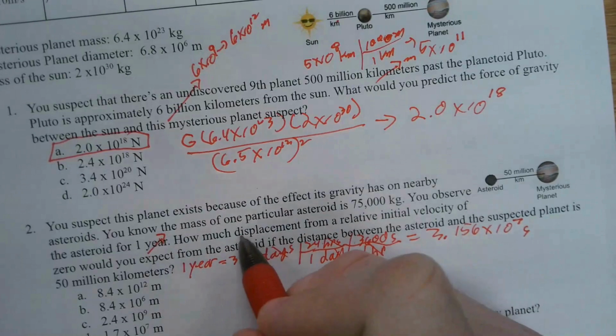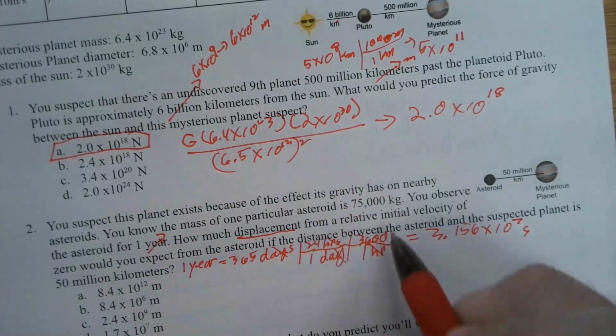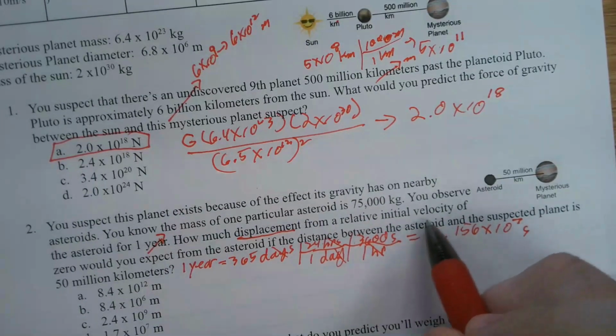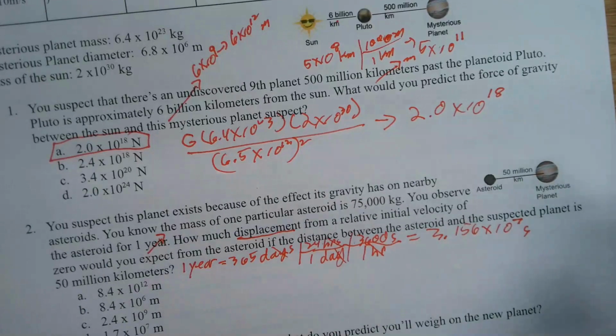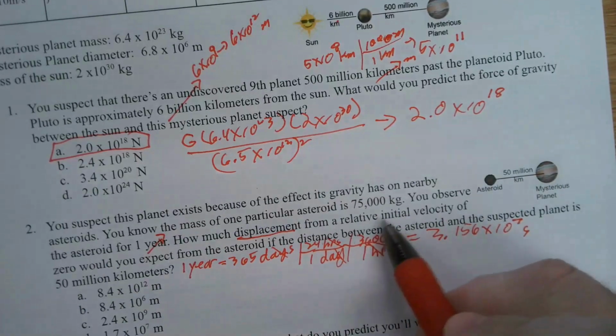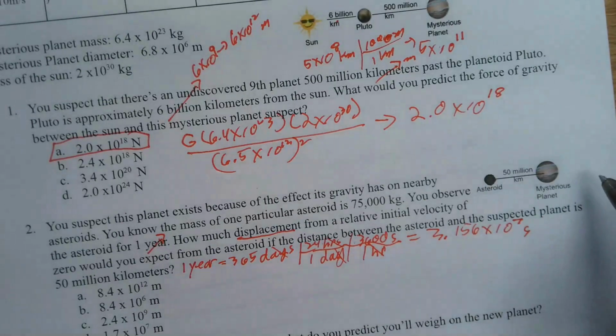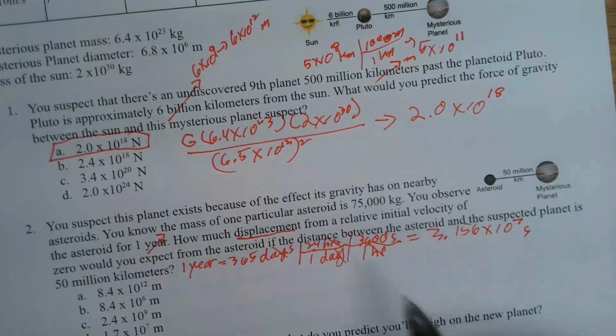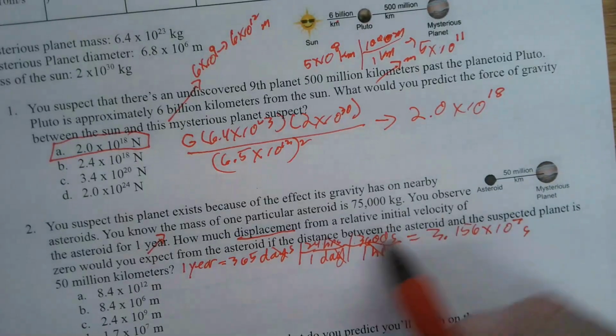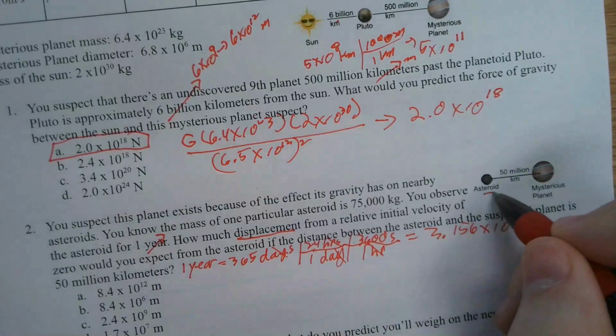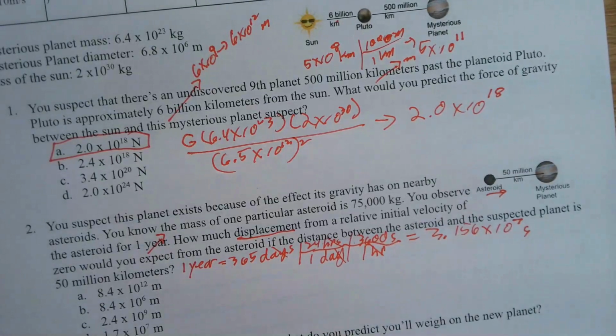So how much displacement? Okay, I'm looking for displacement from an initial relative velocity of 0. Now, this relative initial velocity has to do with the fact that planets are always in motion. So it's relative to what? It's kind of relative to each other. Right? So we know our initial velocity is going to be 0, and we're going to see how much this asteroid is attracted or pulled off course by this planet.